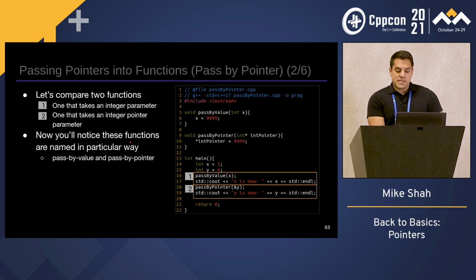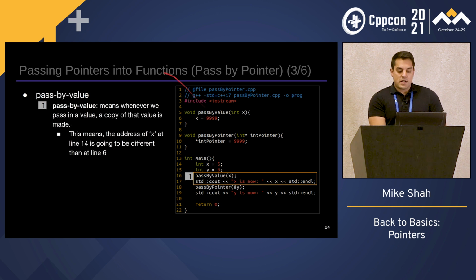And then you'll notice that these functions are also used in a particular way. I create two values here, int x, int y. I'm going to pass x into the pass by value function, and pass by pointer, I have ampersand y. Again, why is it the ampersand here? Well, this needs to store an address as its parameter.